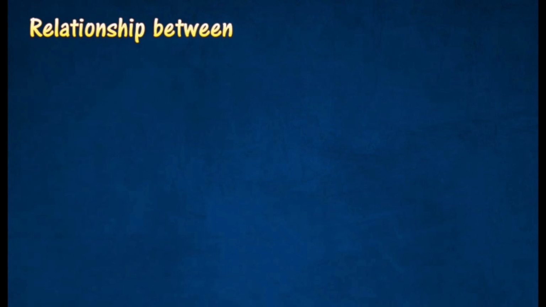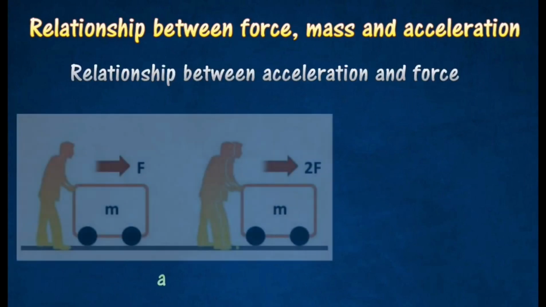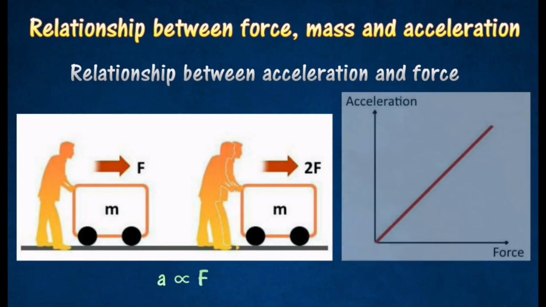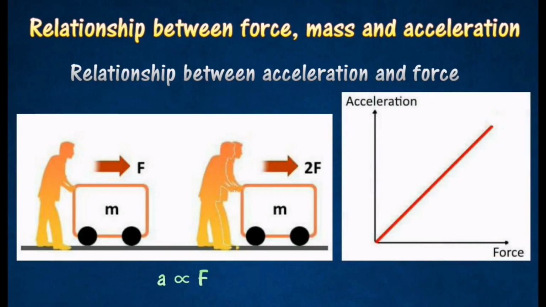Newton's second law of motion describes the relationship between the acceleration of an object and the force applied to it. Acceleration of an object is proportional to the force applied. This means that acceleration doubles when the force doubles, or acceleration trebles when the force trebles. Thus, the greater the force, the greater the acceleration. This graphical relationship is represented as shown.